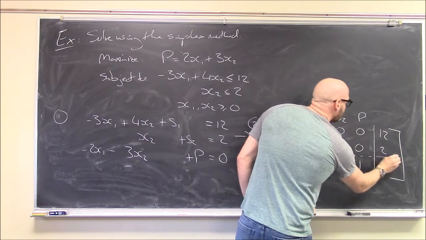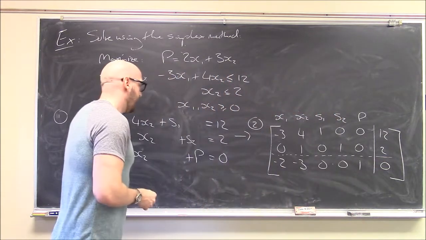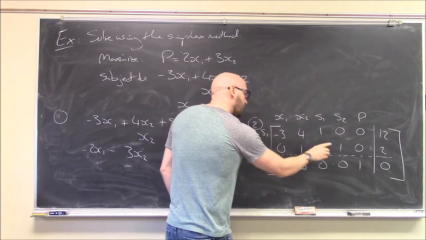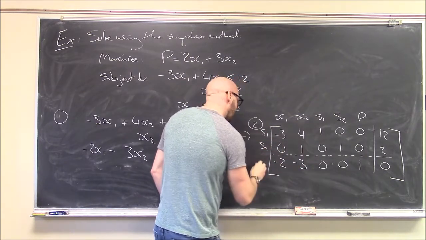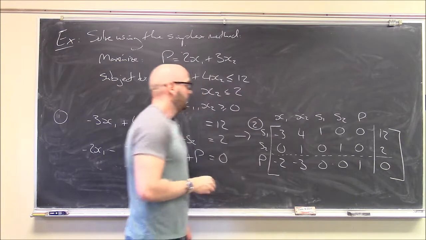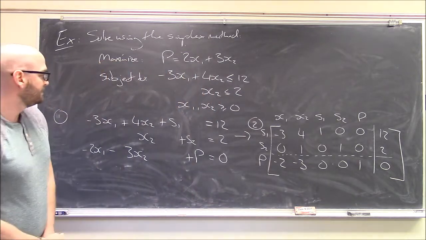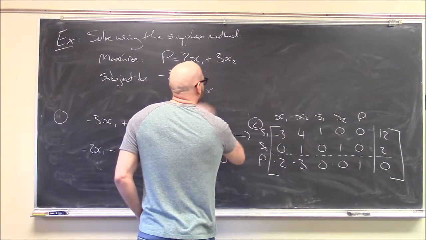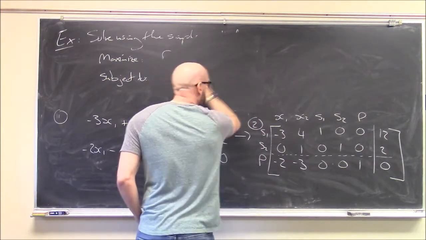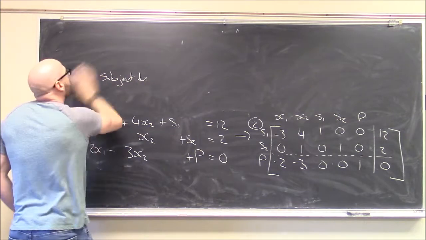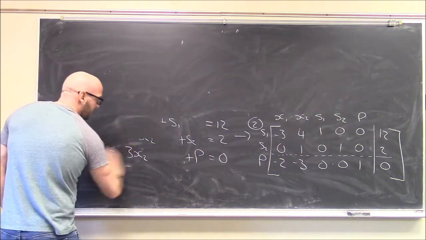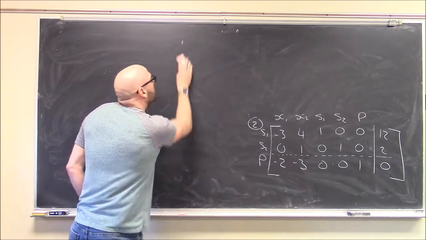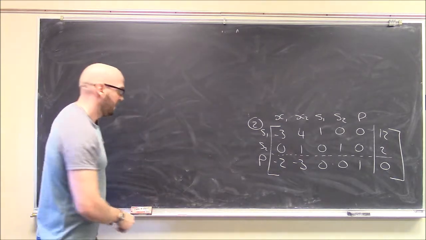We'll dash off the last row as we usually do. And we'll label our rows. First row corresponding to slack variable s1, second row corresponding to slack variable s2, and p. Now that we've built the tableau, now we start doing our pivot operations.